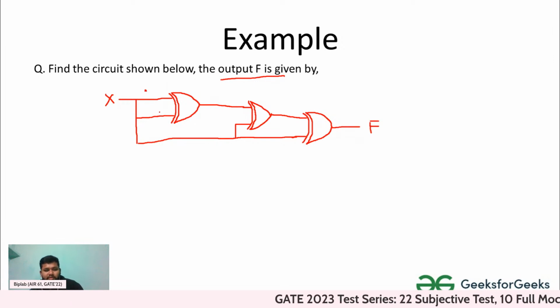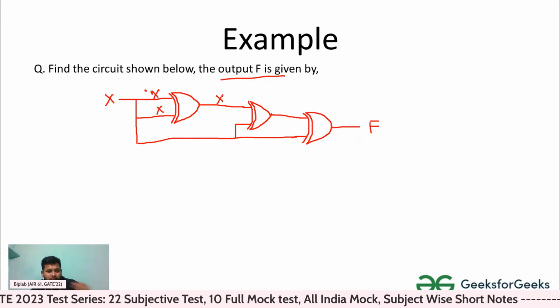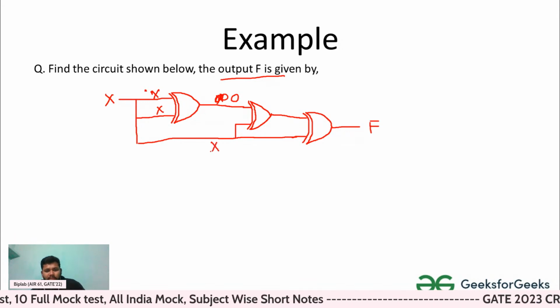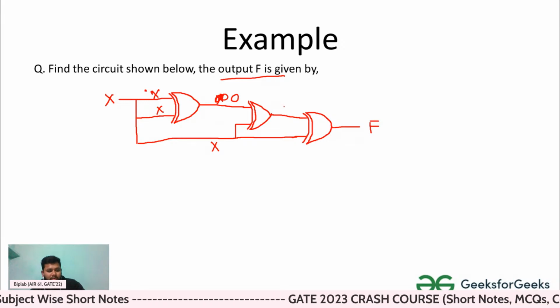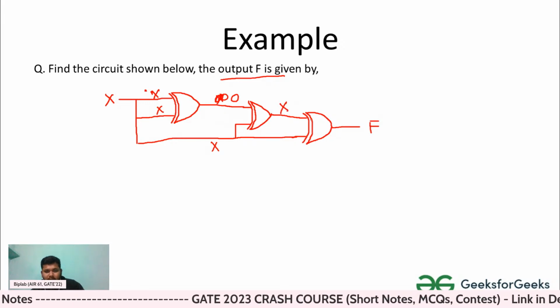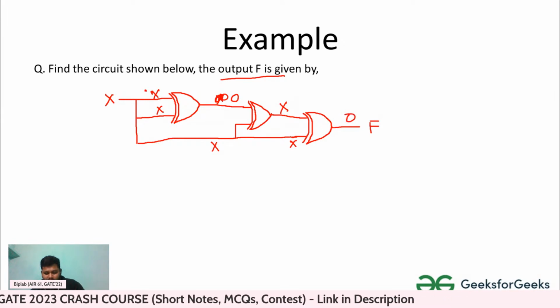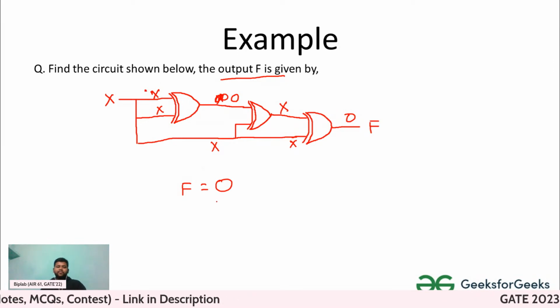So let's solve this. You have X and X at the input of XOR, so your output will be 0 because both are the same. Now you have X again from here, and X XOR with 0 gives X again, and X XOR with X gives you 0, which is your output. F is equal to 0.